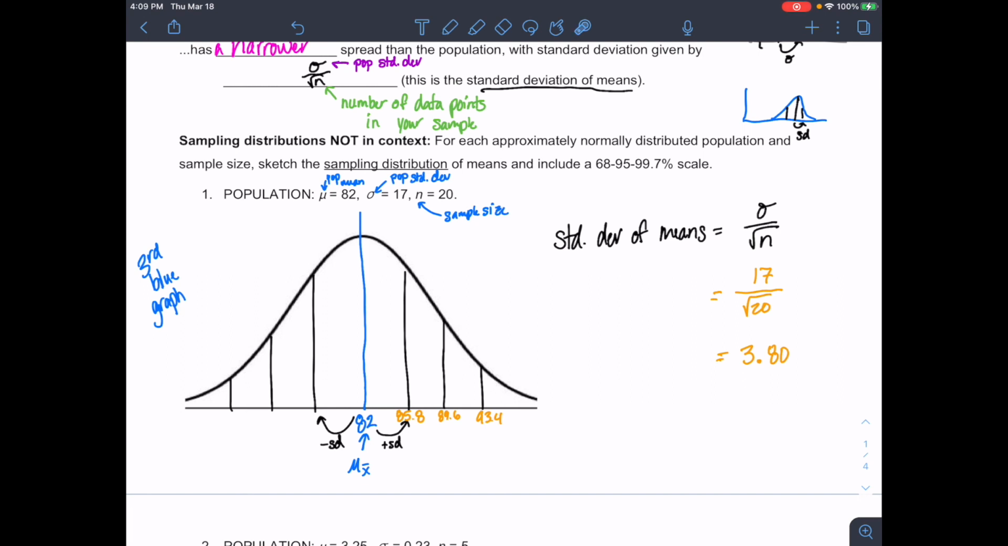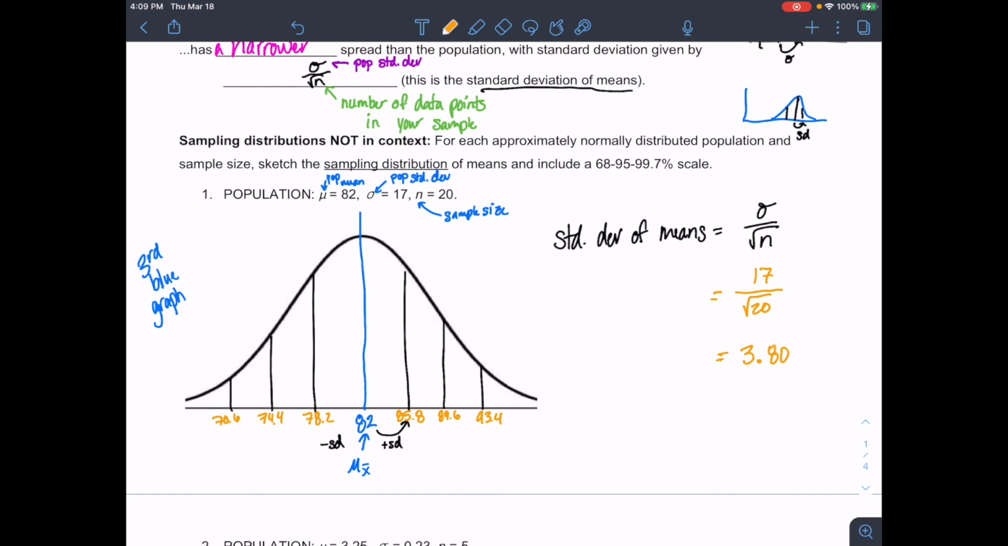Then going the other direction, from my mean of 82, my mean of means, I'm going to subtract the standard deviation 3.8. So I'm going to say 82 minus 3.8. And I'm going to get, oh, I need to get rid of that arrow so I have space. I'm going to get 78.2. And I'm going to subtract 3.8 again. And I get 74.4. I'm going to do it one more time, subtract 3.8. And I get 70.6. And now I've successfully made the normal curve that represents the sampling distribution of means.